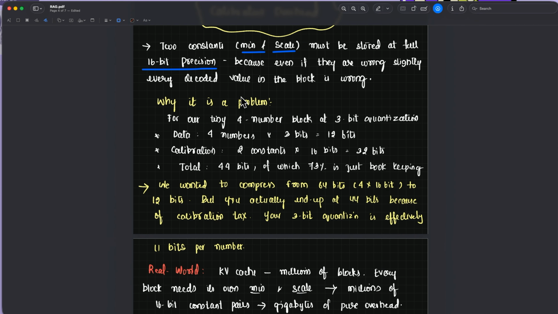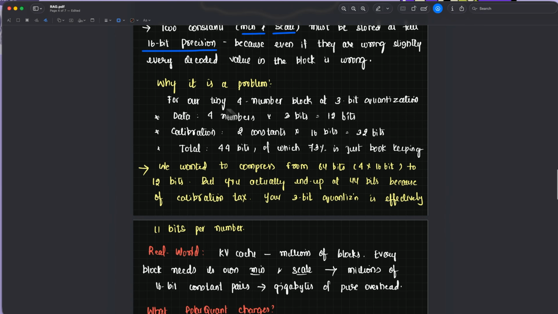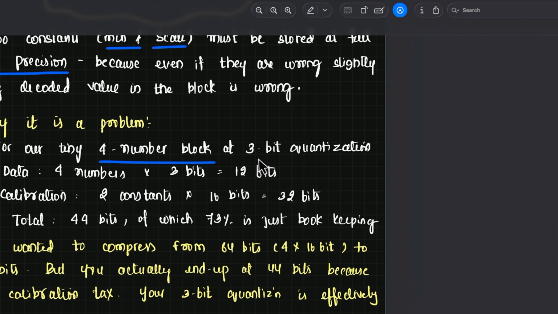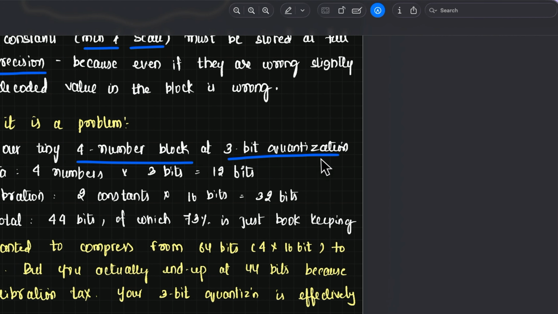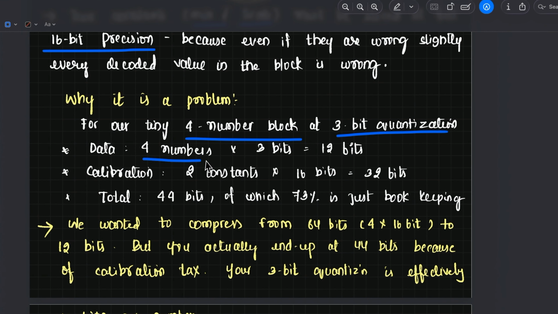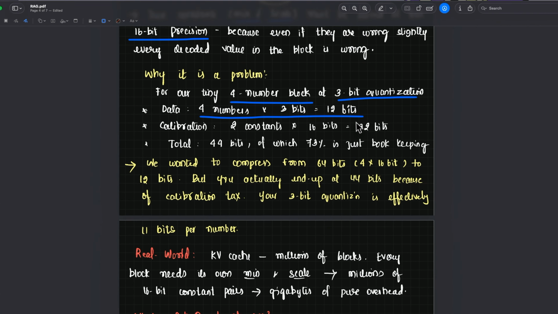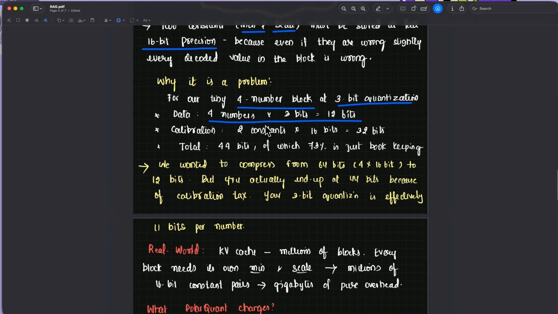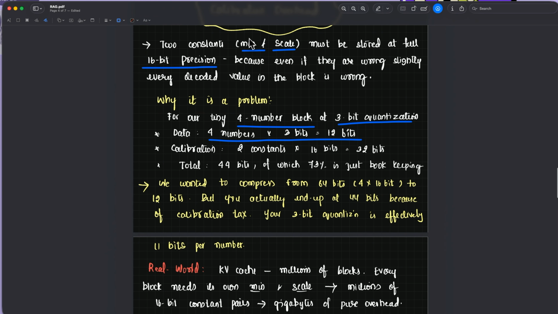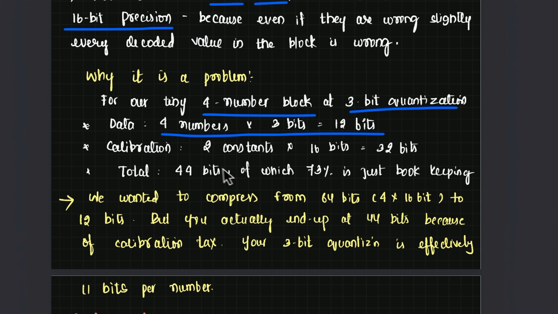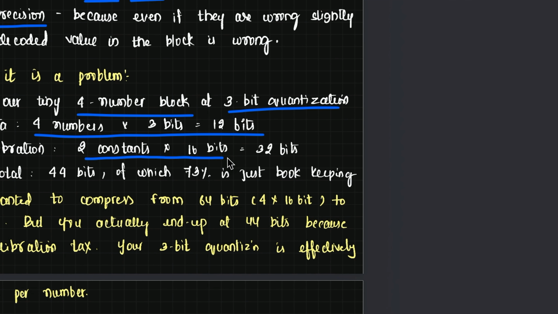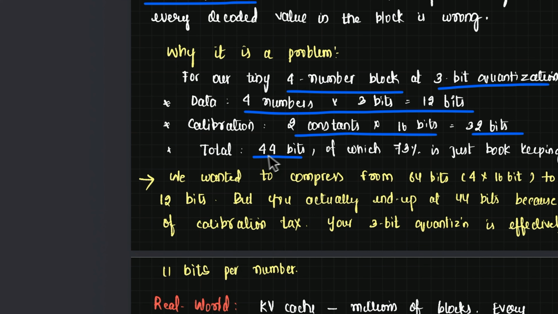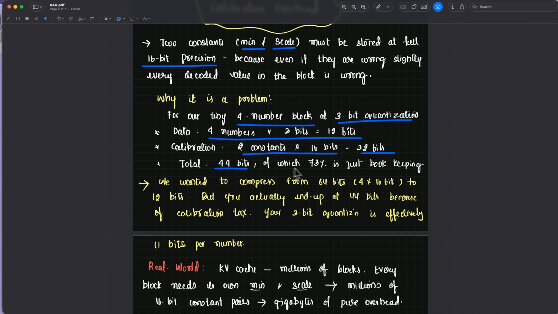So why is this a problem? Because for our tiny 4 number block at 3-bit quantization, 4 numbers into 3-bit means 12 bits, right? So data is 12-bit data. Now along with that, what are we storing? We have to store minimum and scale, right? These two are constants and these two are 16 bits each, so 32 bits. So total 44 bits, right? Of which 73% is just bookkeeping.